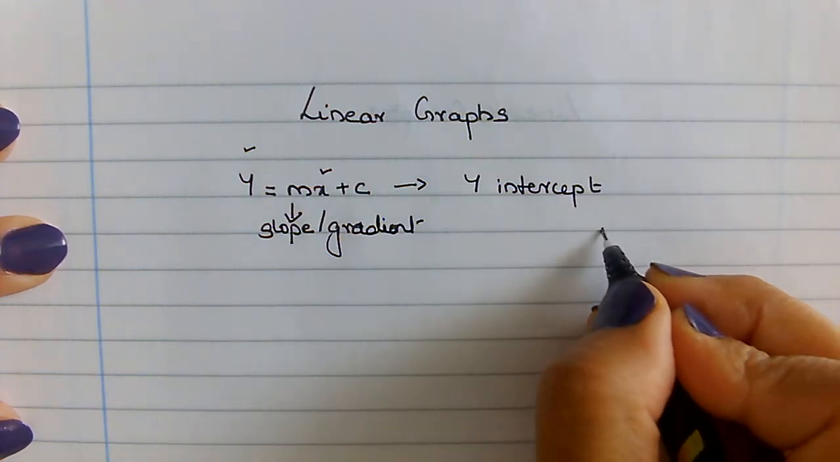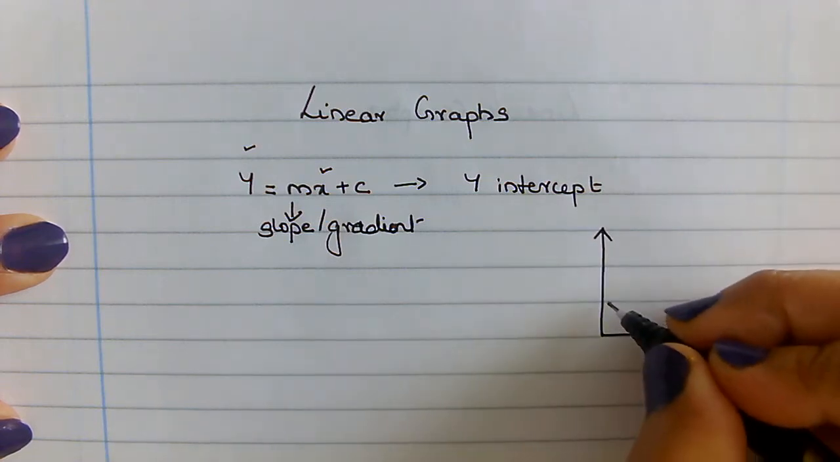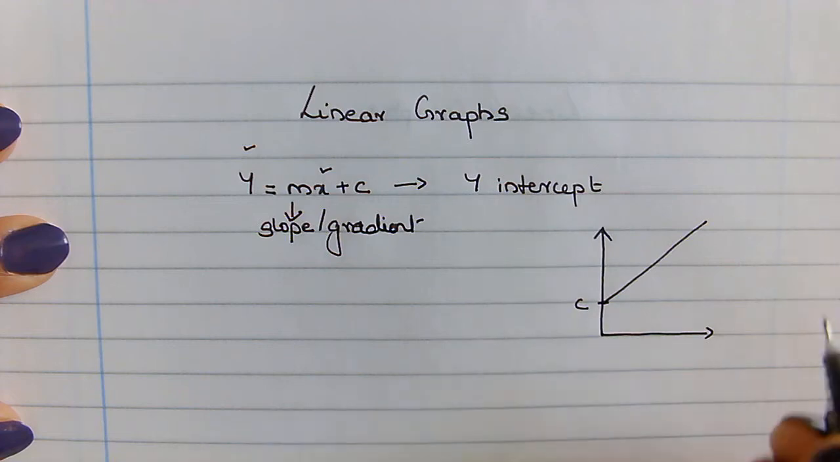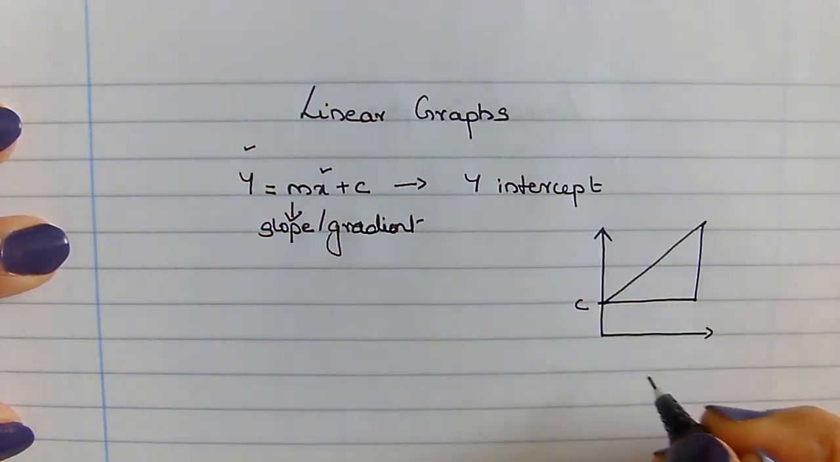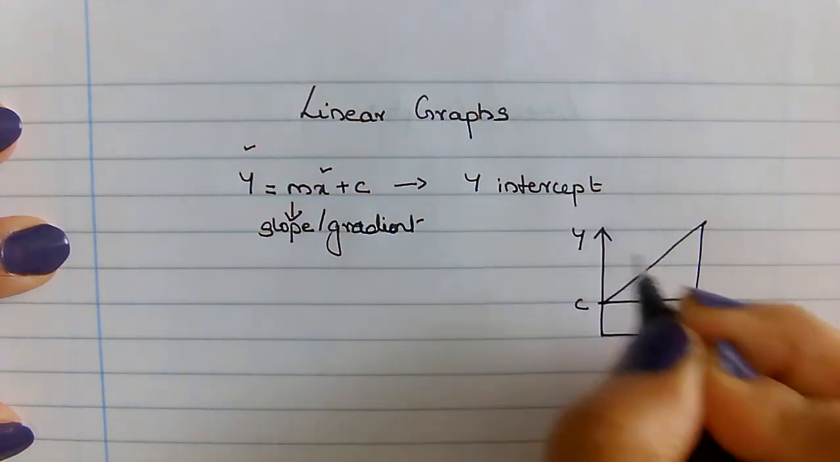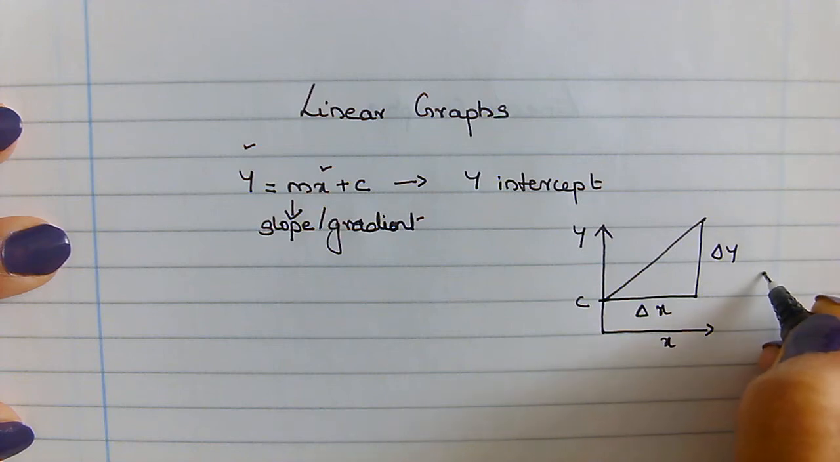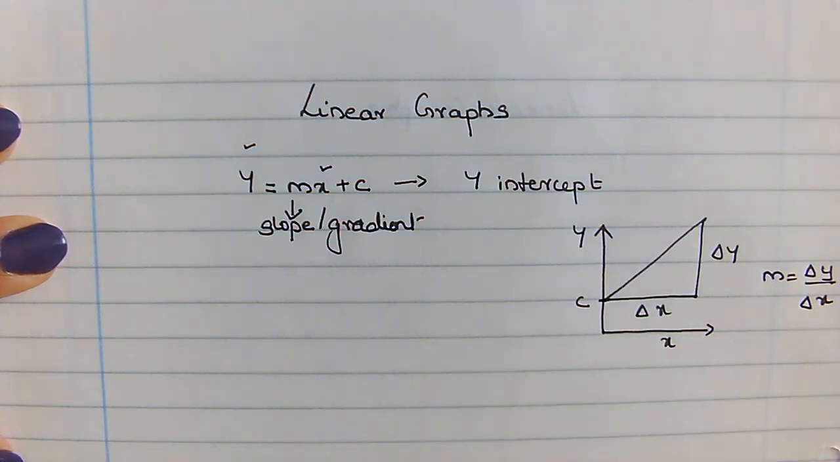So if I draw a small graph next to this, this is our c or the y-intercept, and then you have the gradient of the graph. This is our x-axis, this is our y-axis. So this much all of you are familiar with. There is nothing new in this. The gradient is delta y over delta x. Now where do we use this in physics? That is the next thing.